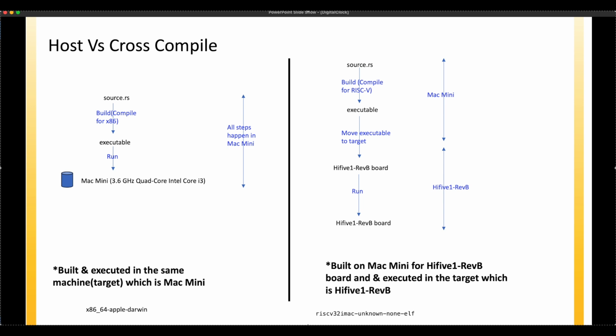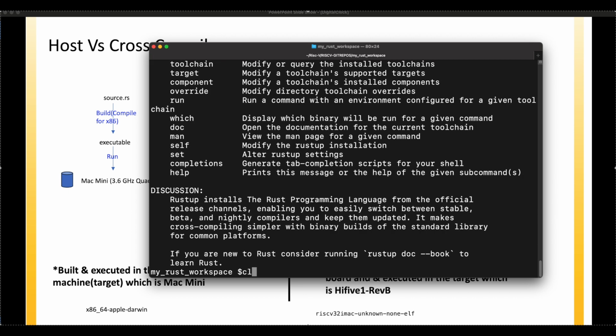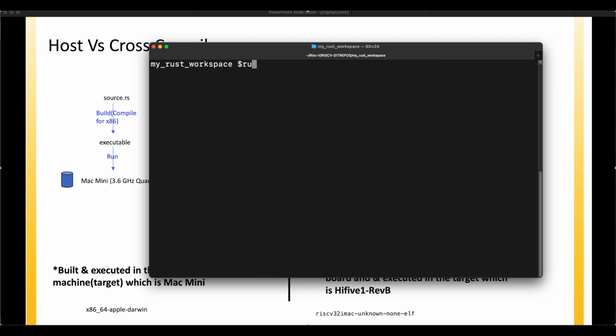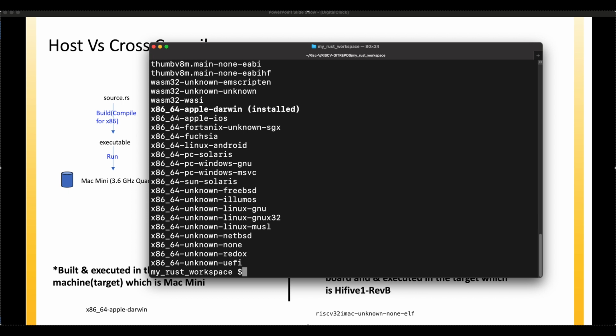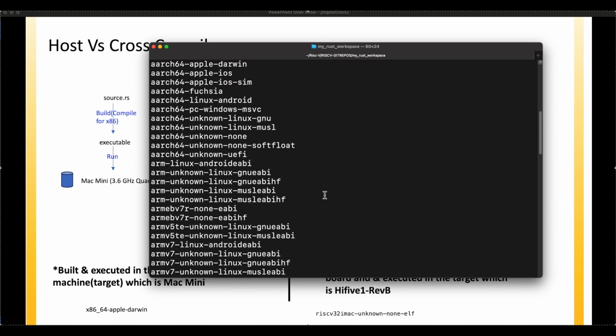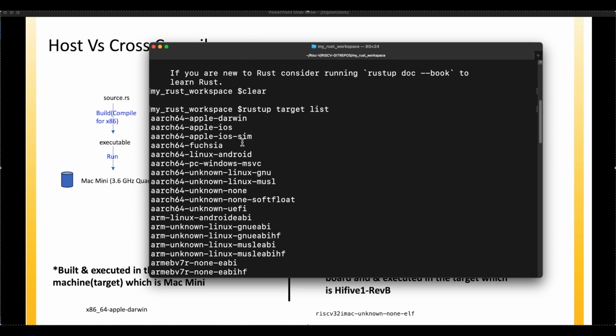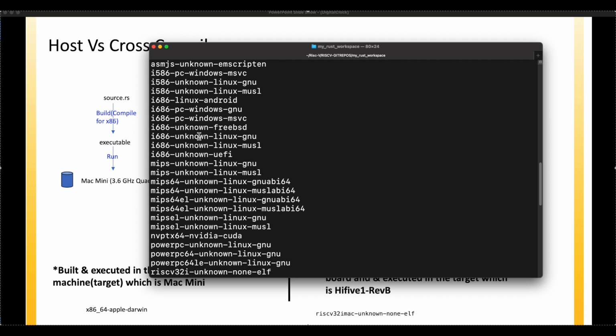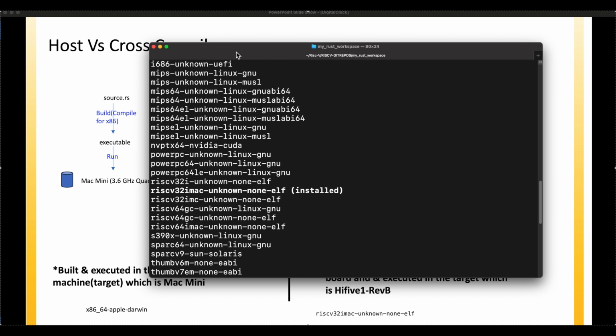Okay, it's also handy to know a few things about rustup. Rustup is a tool which helps you manage the Rust toolchain. For example, if I issue rustup target list, you can see the list of targets that the Rust compiler on my host machine supports. These are all the targets, and though the toolchain has support for all of these, only three are installed.